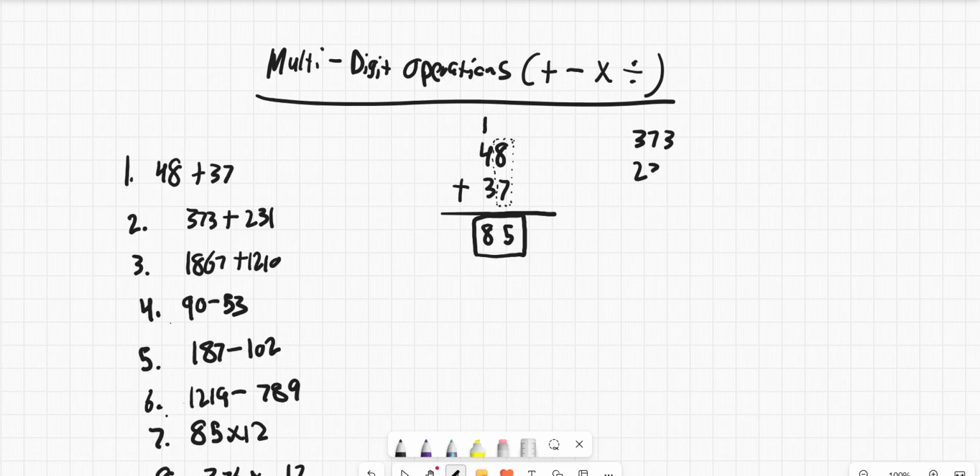373 plus 231. Remember, focus on the right column first, and then keep moving to the left. 3 plus 1 is 4. 7 plus 3 is 10. Hold up, we can only write down the 0 because we can only write down the ones digit. This means we borrow that, we don't borrow. We bring that 1 to the next column, and we put it right above the 3, and then just add up 1 plus 3 plus 2, which is 6. So 604 is the answer. Let's try to use a different color for today.